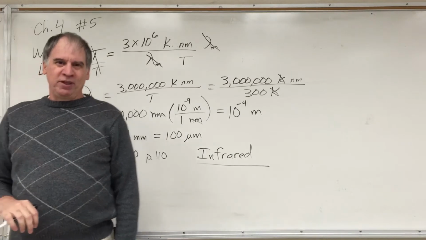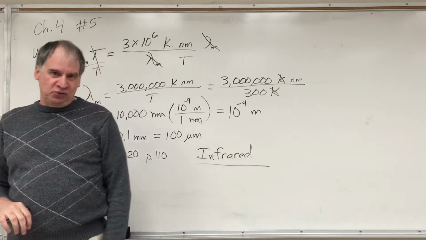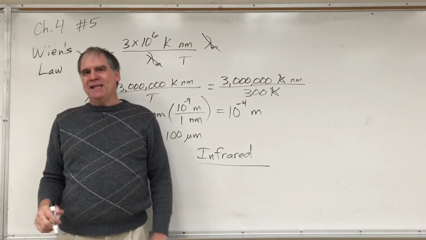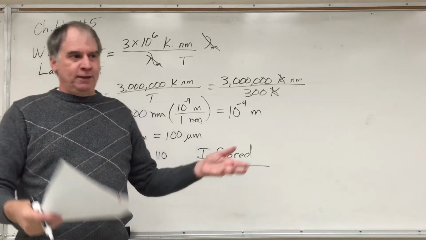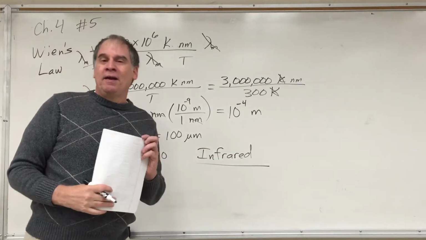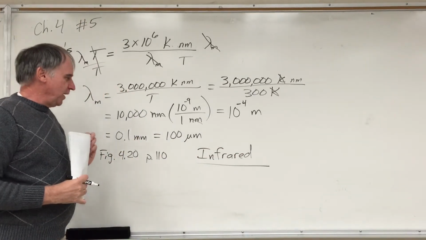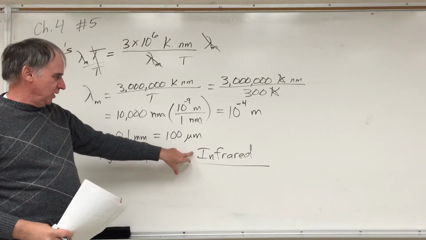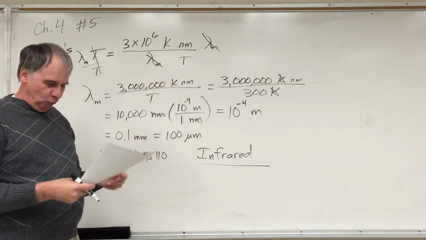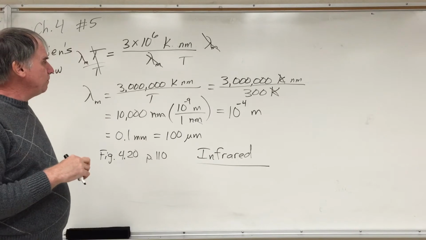You may be familiar with the idea of the infrared cameras used to detect the glow of body heat from people, to find the fugitives running away at night, that sort of thing. So it's not surprising that we got infrared radiation for the humans.